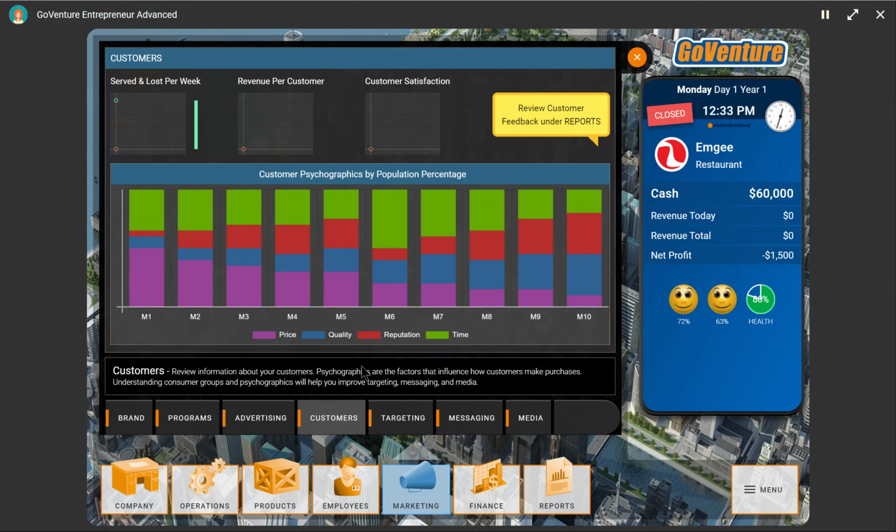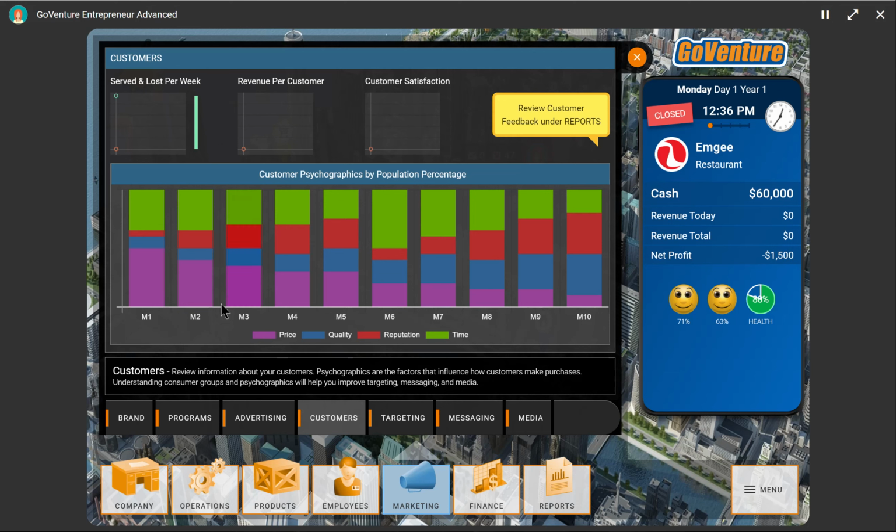So here we can see the psychographics of our customers. Psychographics are the factors that influence how customers make purchases. And understanding consumer groups and psychographics will help you improve your targeting, messaging, and media. And by the way, you should always refer to the help text at the bottom of each screen that'll explain a little bit more information.